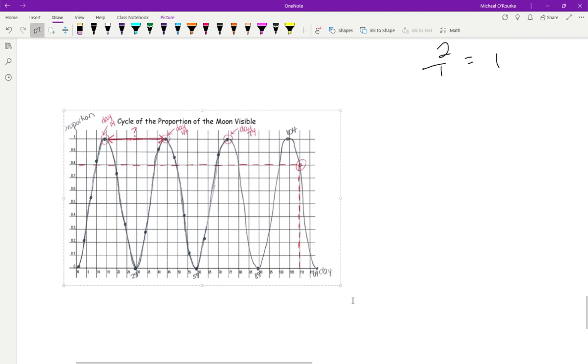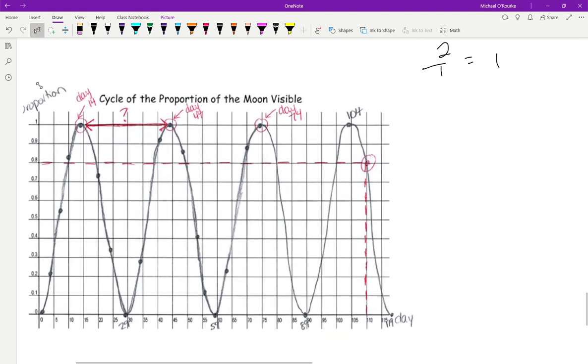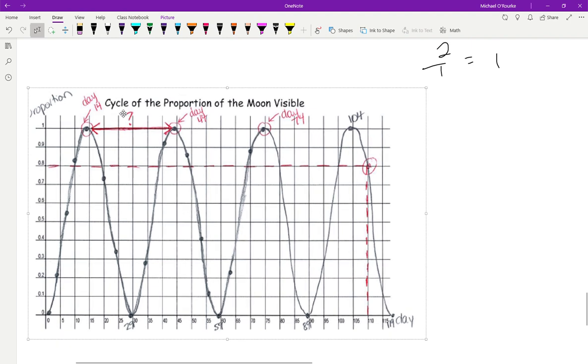Okay. So let's take a look at this one. This is a cycle of the proportion of the moon visible. We're looking at the moon each day. Sometimes there's no moon, sometimes there's a full moon, and it goes through a cycle. The moon that we see is periodic, as in it just keeps repeating itself.